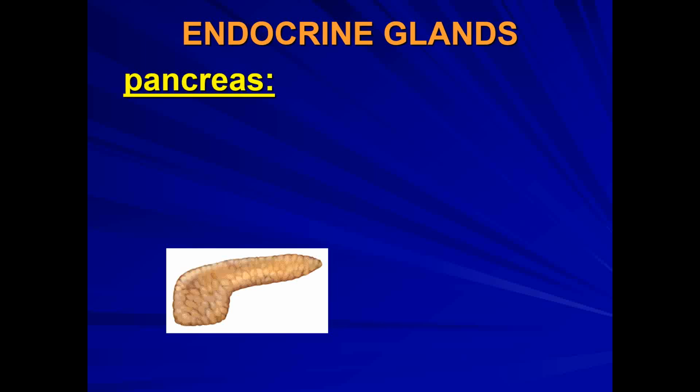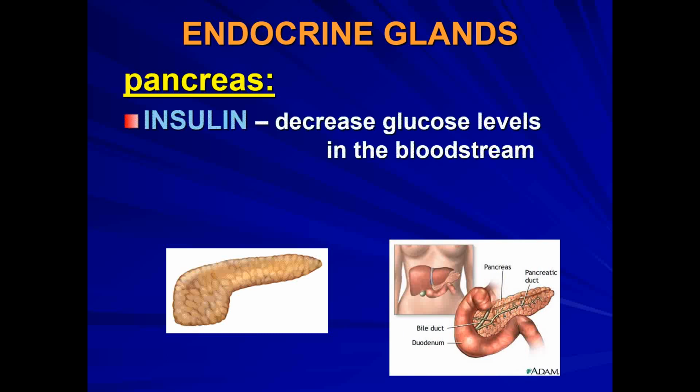The pancreas is going to produce two important hormones, one of which we've likely heard of. That's insulin. Insulin is associated with blood sugar or glucose, and the role of insulin is to tell the body to decrease glucose levels in the bloodstream.